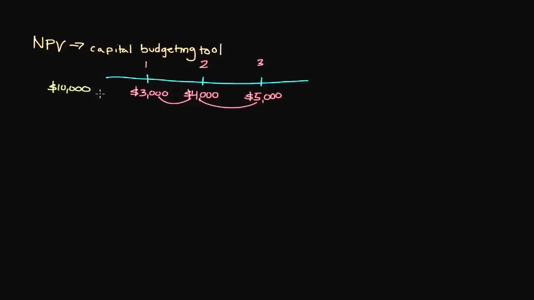And so because of the time value of money, because this $3,000 a year from now is not the same thing as $3,000 today, because I can't do anything with it, and inflation is going to erode the purchasing power of that $3,000, I can't necessarily compare this $10,000 with all of these different values because they're from different time periods. And so what I have to do is engage in a process known as discounting.